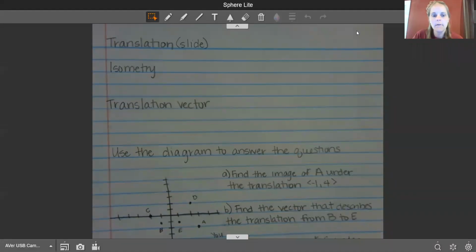Today's topic is on transformations, specifically a translation. And when we talk about a translation, we're talking about sliding a figure left, right, up, down.